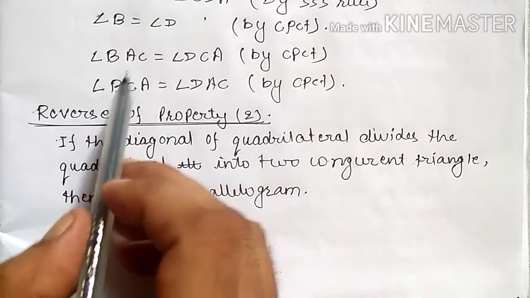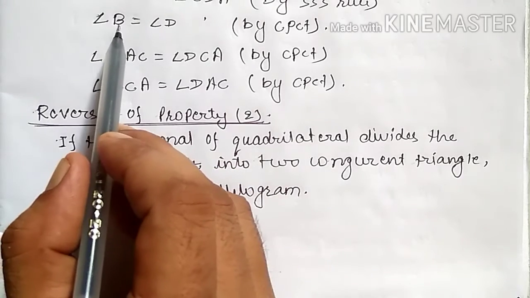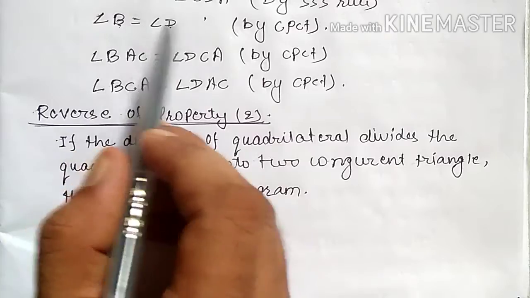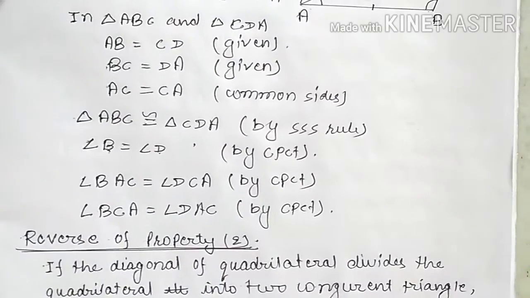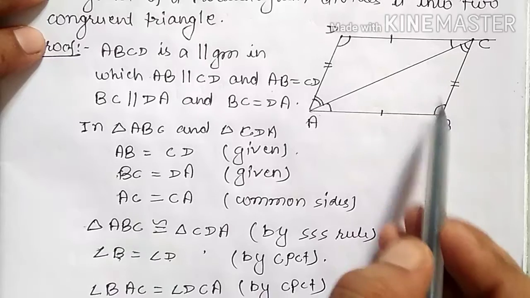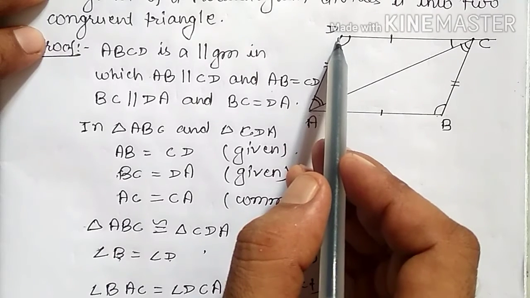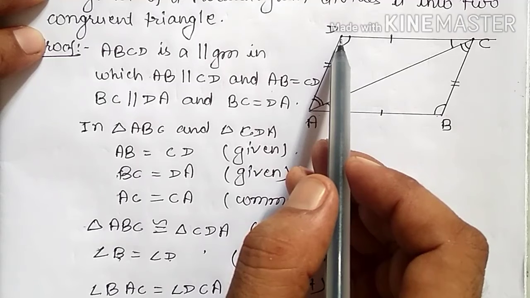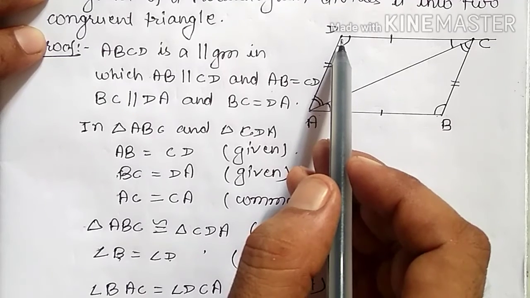Now from here, angle B is equal to angle D. So we can say here the opposite angles of a parallelogram are equal.